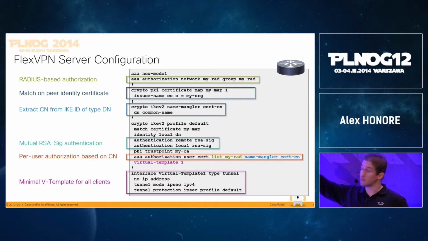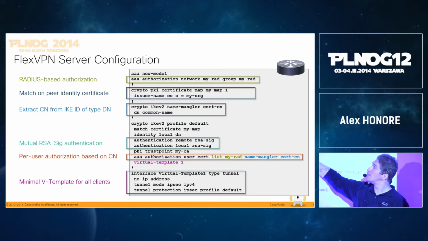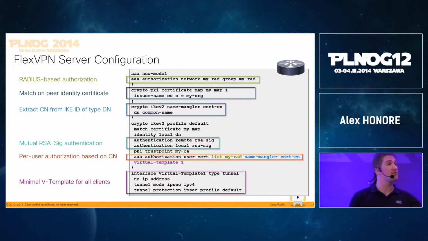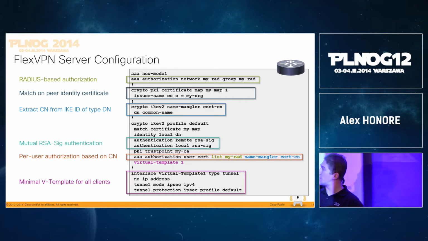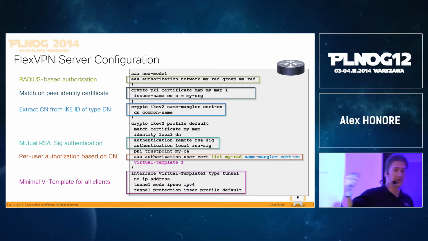I simply set up my RADIUS server. I only have one. I will use a certificate map to land on this profile. I set up what's called a mangler. This is just to extract, in this case, a common name from the certificate distinguished name. And I'm going to authorize my users based on their common name. When I land on my IKEv2 profile, I will do RSA signatures both ways, client to server and server to client.